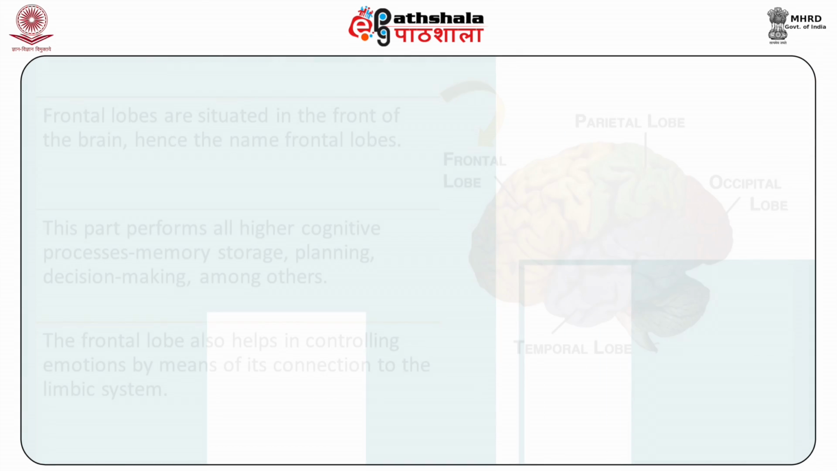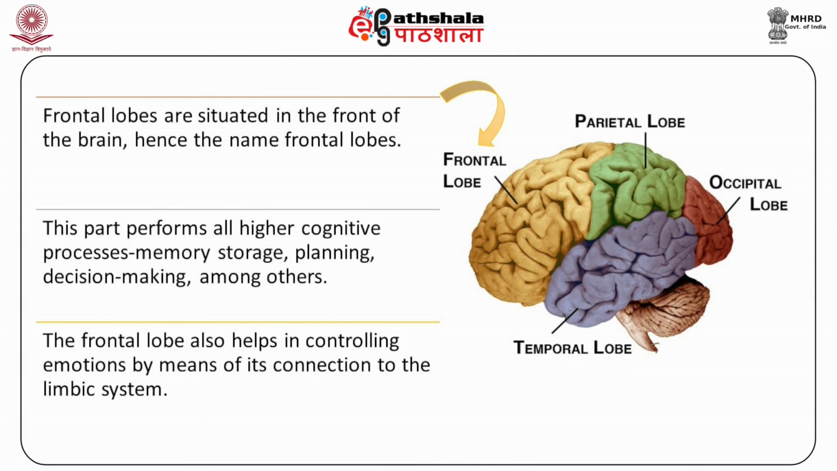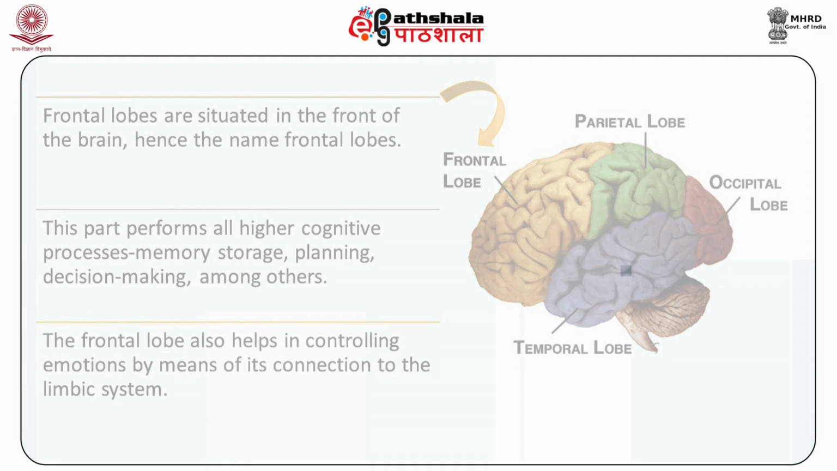Frontal lobes. Frontal lobes are situated in the front of the brain, hence the name frontal lobes. This part performs all higher cognitive processes: memory, storage, planning, decision making among others. The frontal lobe also helps in controlling emotions by means of its connection to the limbic system. People with damage to this area may also experience problems with performing mental tasks, getting stuck on one step or one wrong answer and repeating it over and over.